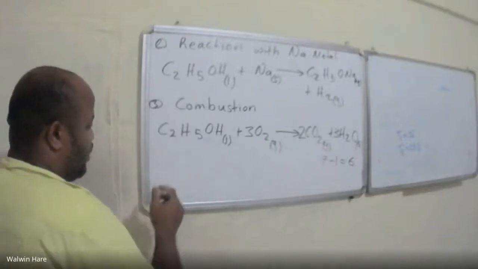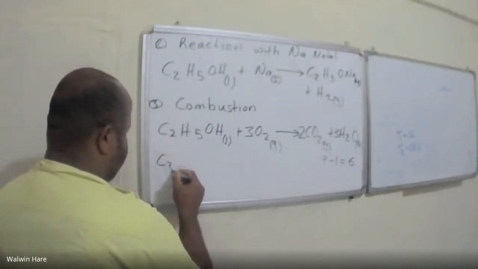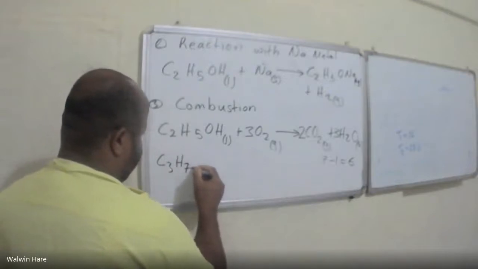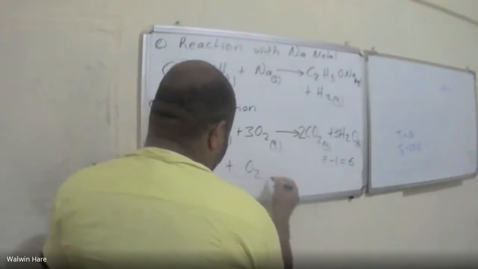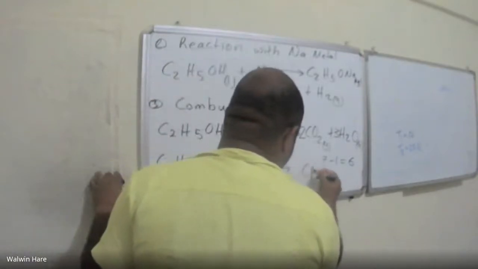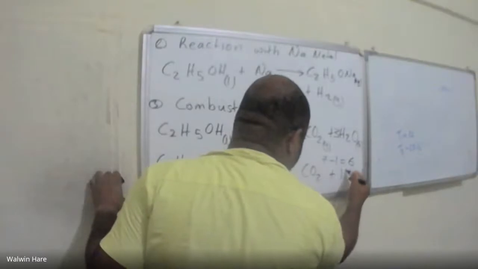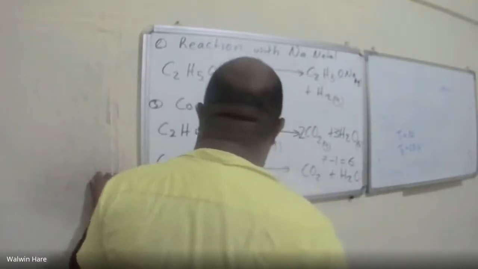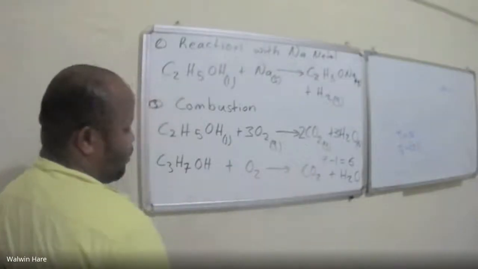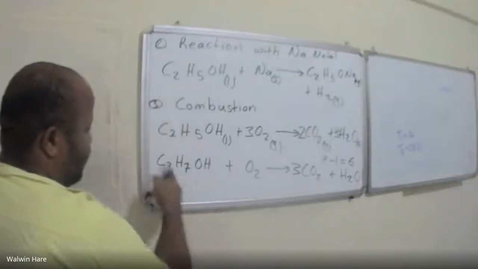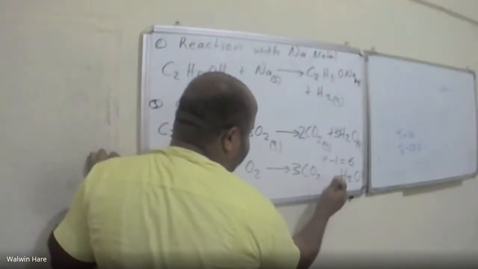Let's do our next one. Again, how many carbons are here? 3. So what number goes here? 3. How many hydrogens in total? 8. What number goes in front of the hydrogen? 4.